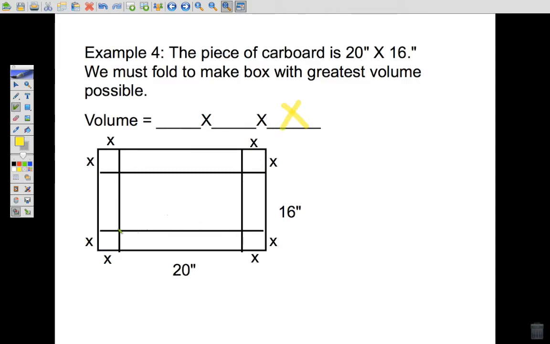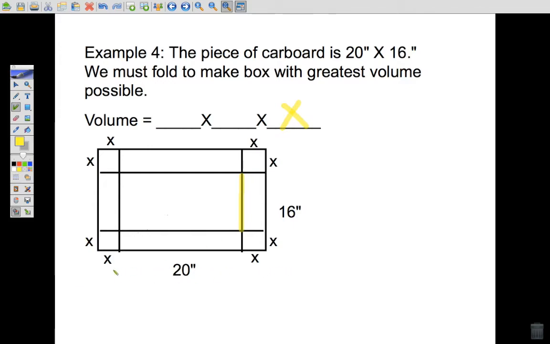Well, this time we have a piece of cardboard that's 20 by 16. If this original width is 16, the width of our box is going to be on this yellow line between here and here. This can be calculated by taking 16, the original length, minus the x that was folded up when we folded up the top section of the box, minus another x as we folded up the bottom section of the box. So my width of the box can be calculated as 16 minus 2x.